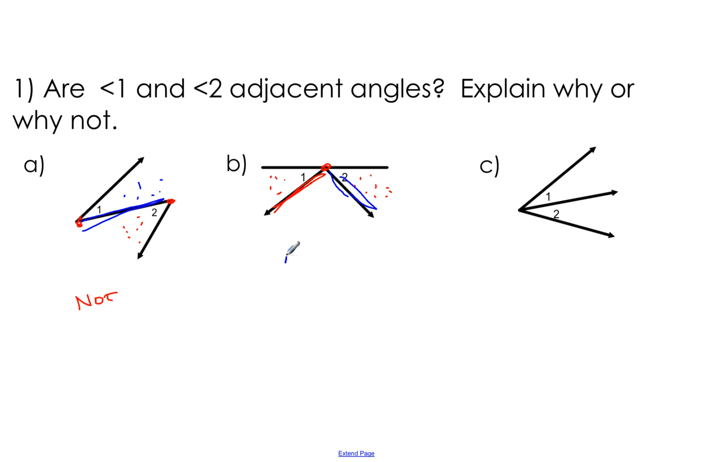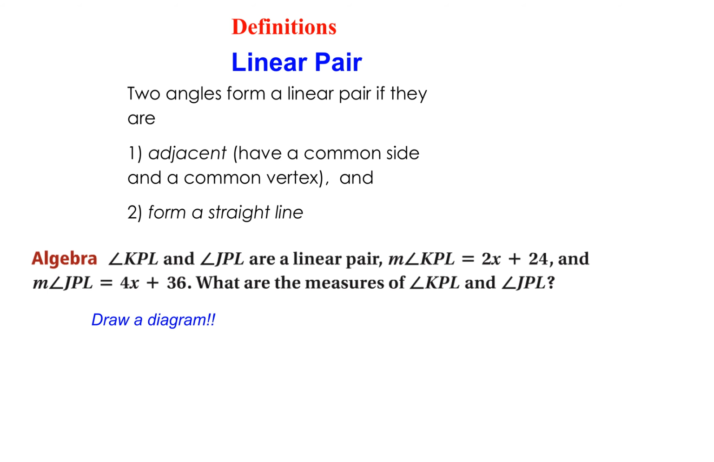So these are also not adjacent angles. How about letter C? Well, it looks like they share a common side, they do not have points that overlap, and they share a common vertex. So the answer is yes, they are adjacent. Okay, let's go to the next angle.